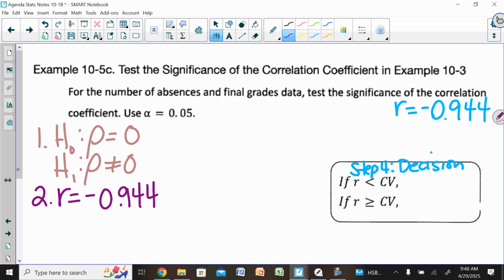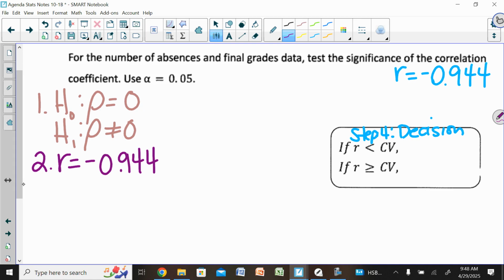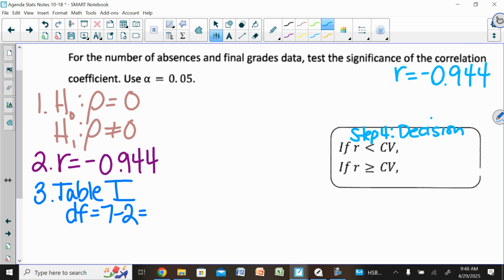Step 3, we're going to go to table I on page 788 with our degrees of freedom of 7 minus 2 because we had 7 pairs of data. So degrees of freedom is 5 and alpha is 0.05. If we do that, our critical value is equal to 0.754. So we need to know what this means.